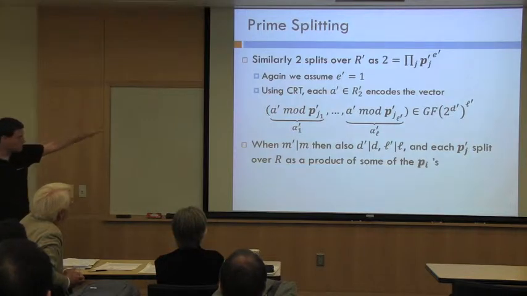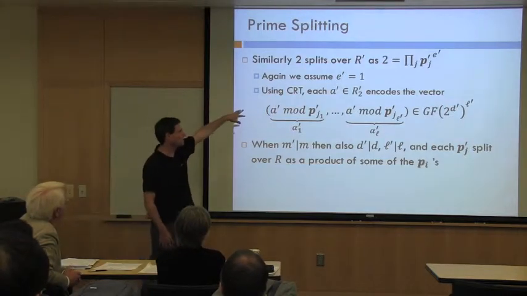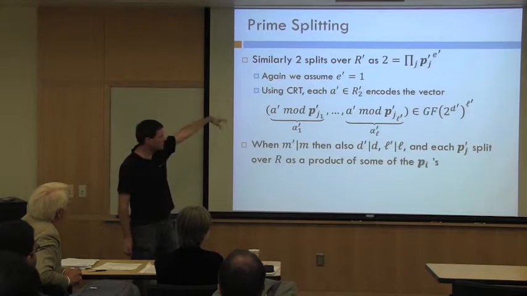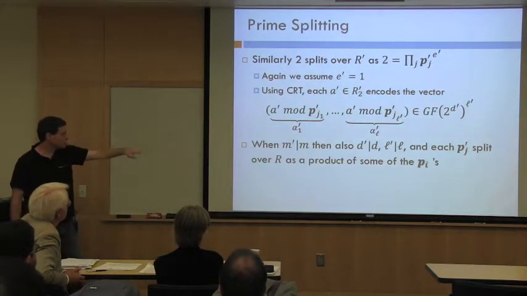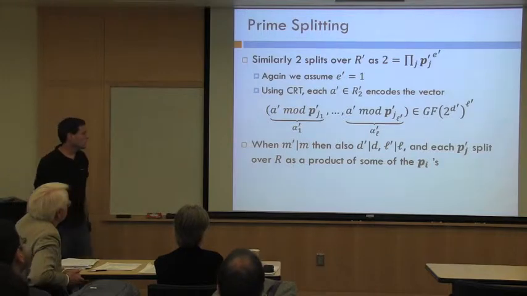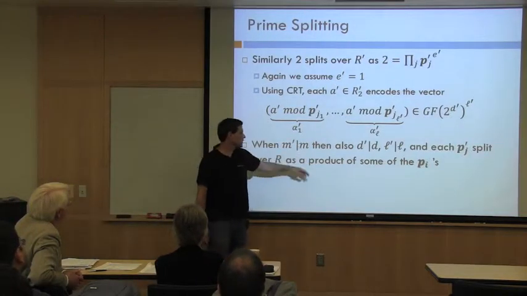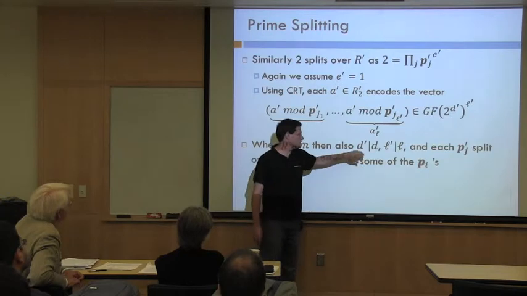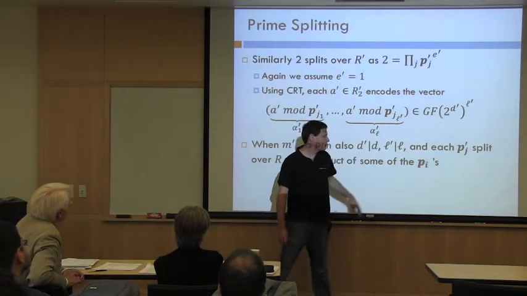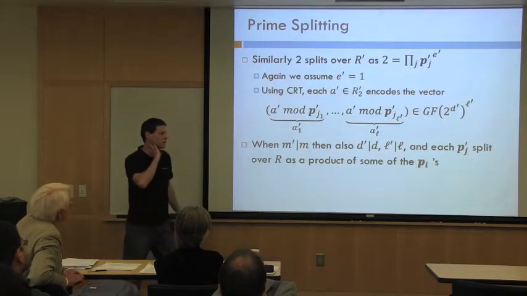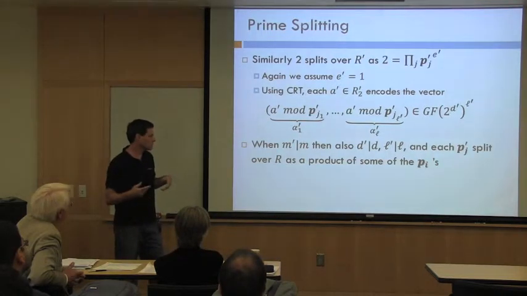Right. Okay, so yeah, you had this splitting in R, now you have the same splitting in R prime. It's exactly the same thing with primes everywhere. And all of these things, since M prime divides M, then the order of 2 is divisible, the number of primes is divisible, etc.